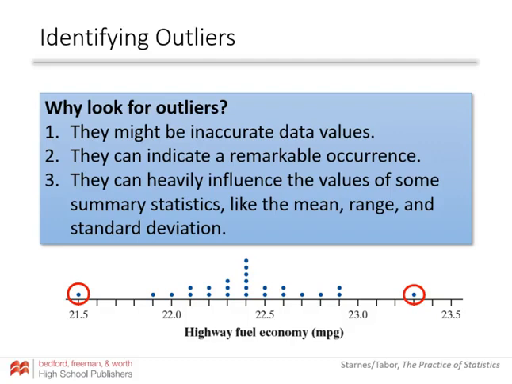Why should we look for outliers? They could be inaccurate data values, okay? Data can get entered incorrectly. It can get written down incorrectly. Lots of different things can happen. They can indicate a remarkable occurrence. So, you know, something super rare happened, and an outlier would tell us that. And then the biggest thing is they have a huge influence on mean, range, and standard deviation. So we need to acknowledge those so that we can see where our data might be skewed.